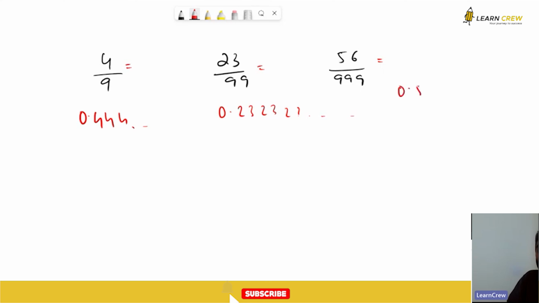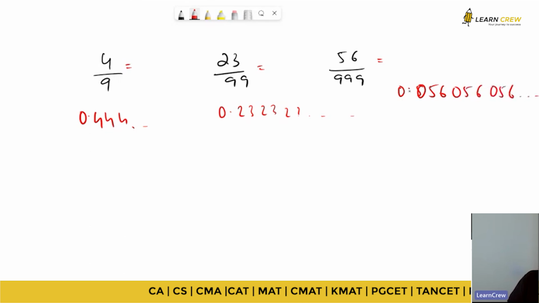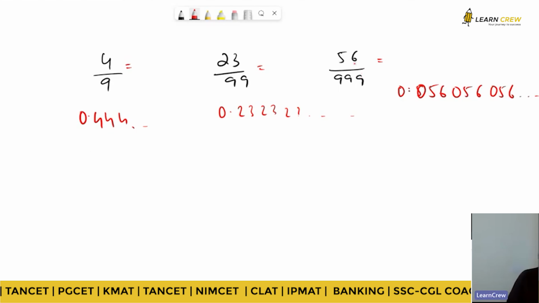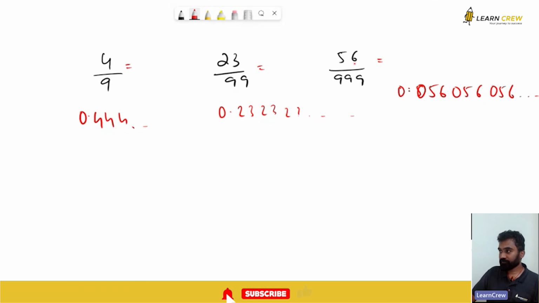This one becomes 0.056 056, keeps on repeating, because this is divided by a three-digit factor. So even if it was 4 divided by 99, it would be 0.04.